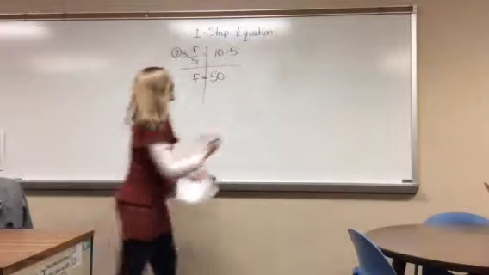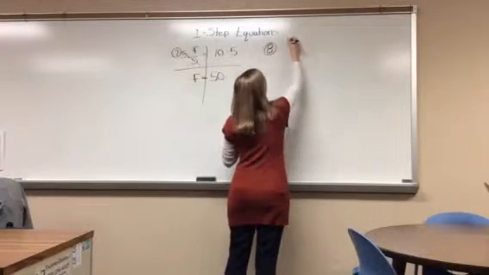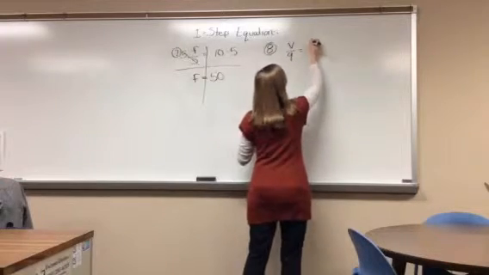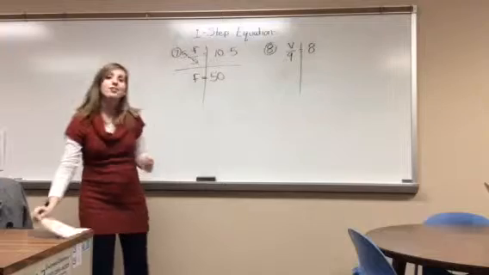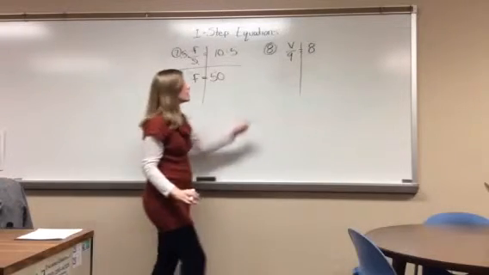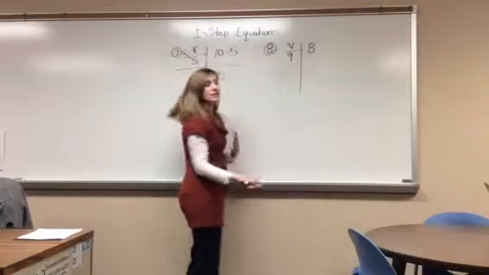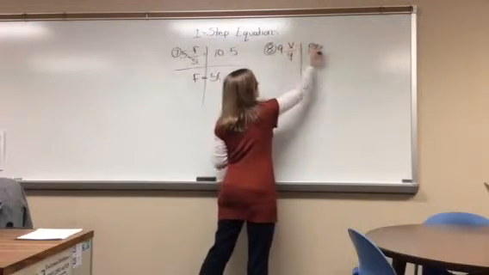Let's take a look at number 8. For number 8, we have V over 9 equals 8. Draw our line. Again, that fraction bar means division. This is V divided by 9. So the opposite of divide is multiply. So I'm going to multiply both sides by 9.